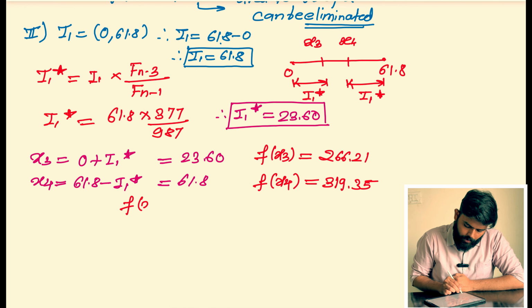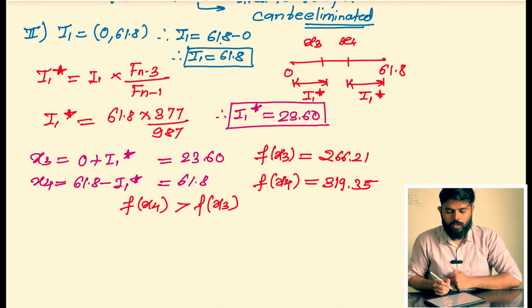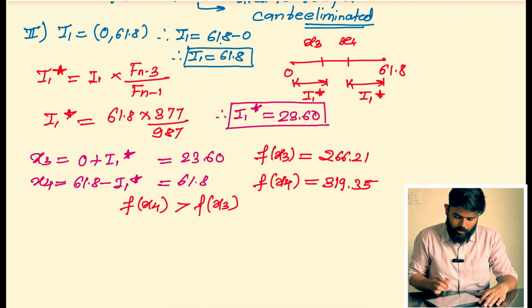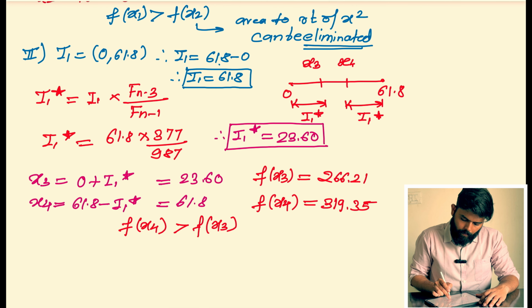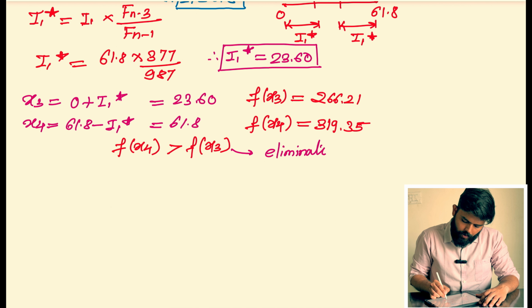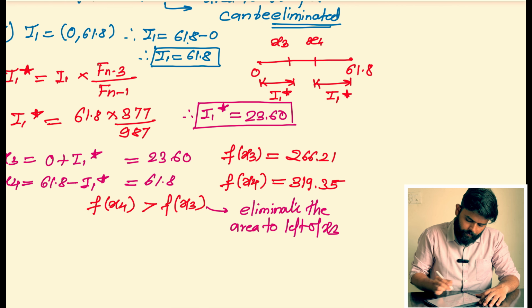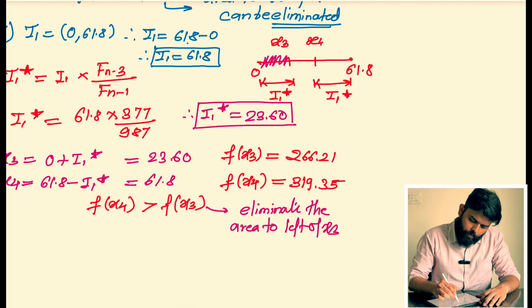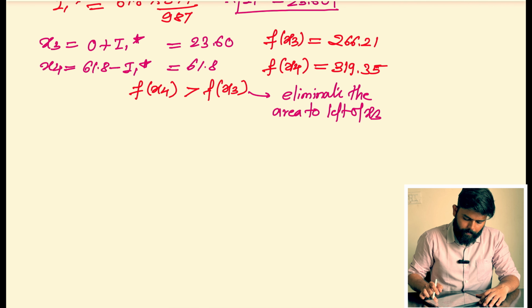Again we can compare. So f of x4 is greater than f of x3. So we will eliminate the area which is minimum, because the problem is one of maximization. So now we can eliminate the area to the left of x3. Okay, so this area will be eliminated. So the new interval will be from x3 to 61.8.